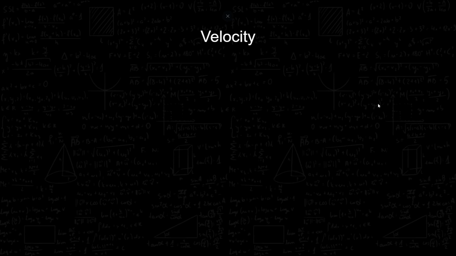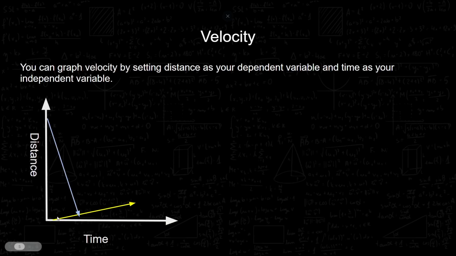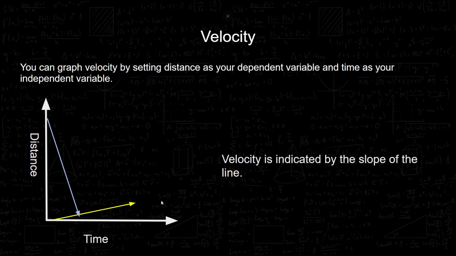Okay, so you can graph velocity by setting your distance as your dependent variable along the y-axis and your time as your independent variable along the x-axis. So your velocity is indicated by the slope of the line. You see that this line has a very shallow slope here, and it's moving in the positive direction, or upwards. So it's going to have a small positive velocity, whereas this line is very steep. It's heading very quickly in the negative direction. So it's going to have a very large negative velocity.